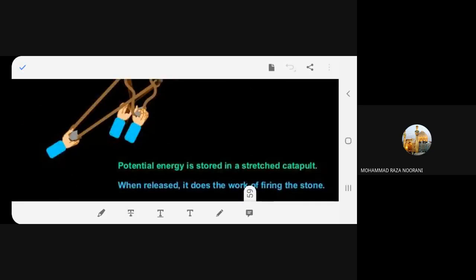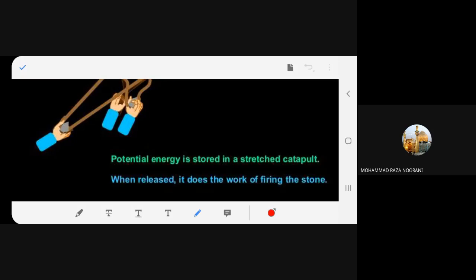So where is this potential energy stored? Potential energy is stored in this stressed catapult. And when you release it, you take away your hand. So what happens? The work is done in the form of the force applied onto the stone. So the stone is released with a very high speed, so high that it can kill a bird or a small animal. Do you understand? So, where was the potential energy? The potential energy was in the stressed string. You understand?